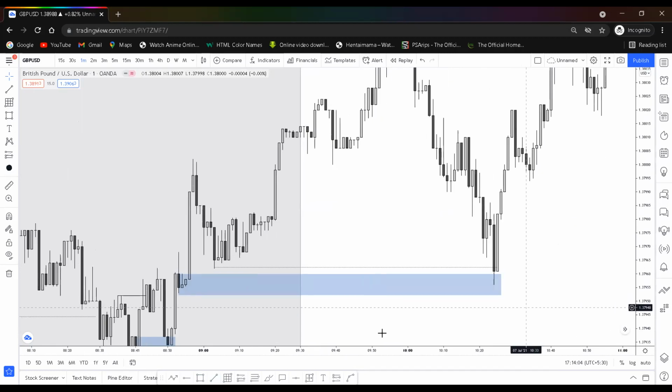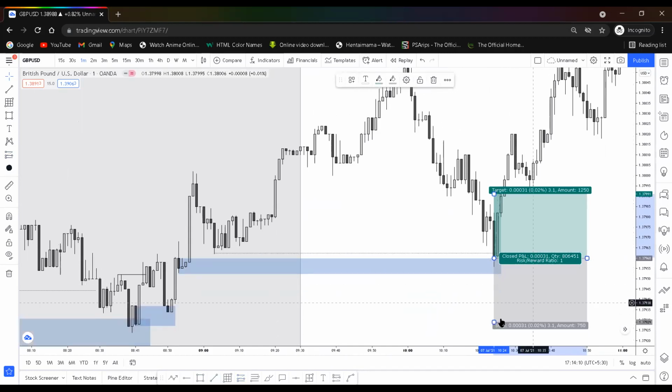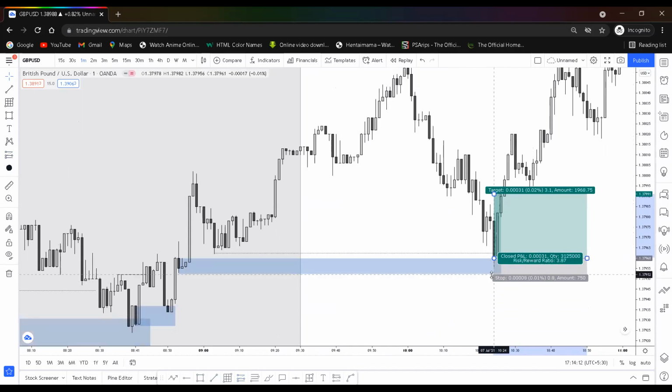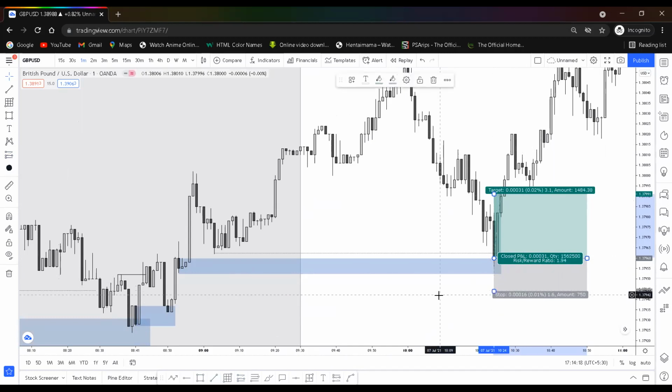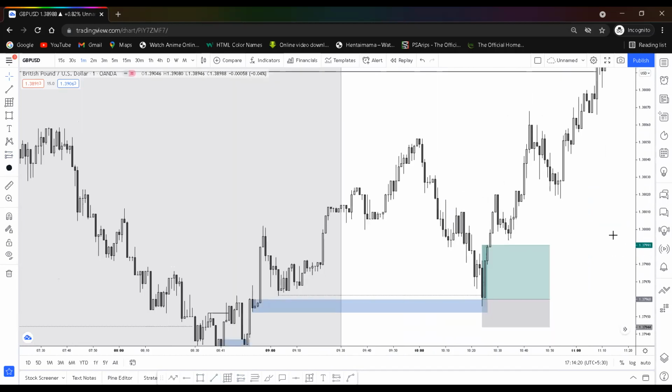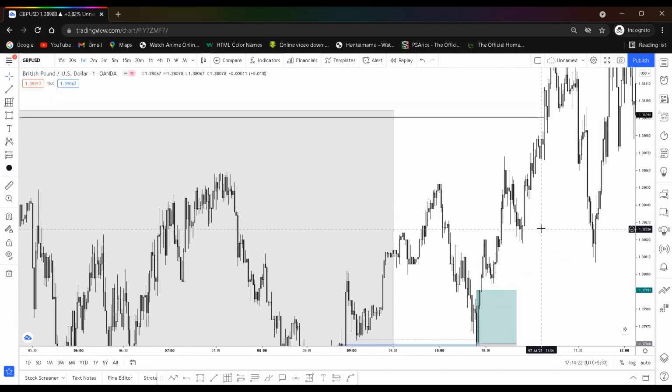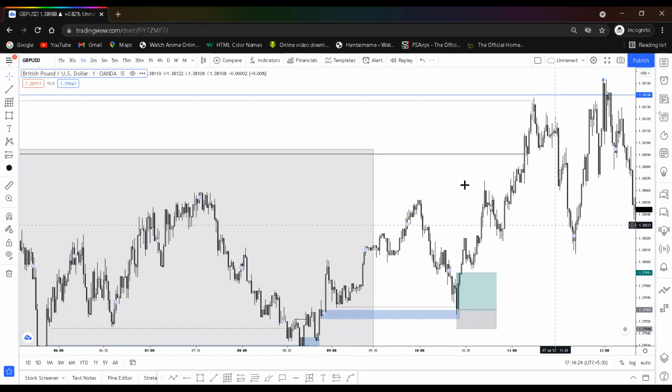So what I did was I bought from here, and then what was my target? Honestly, this 0.8 pip stop loss is not possible. Mine was around 1.6 pips. And then what would I target? We know where the trap is, right?